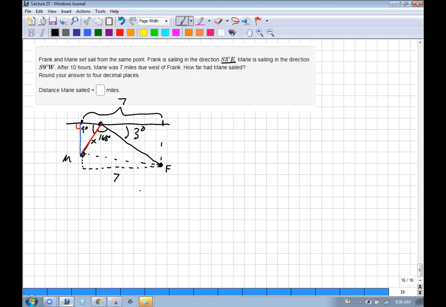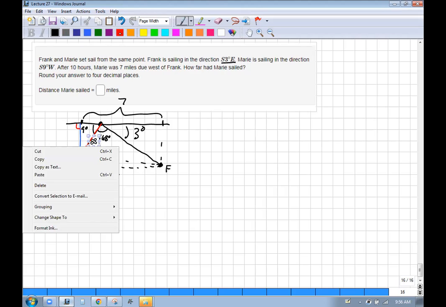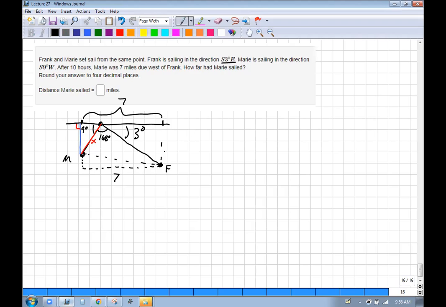Let's see, what can we do here? We want to figure out what that is. Okay, well, this is 9 degrees. That's 90. We can figure out this angle, right? Because this is a right triangle in here. So this angle here has to be 90 minus 9, which is 81 degrees.